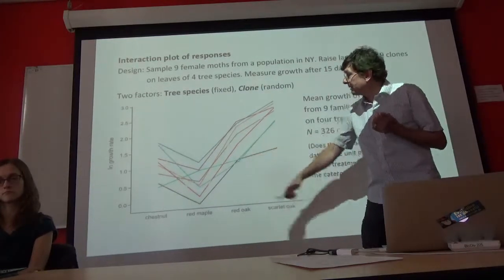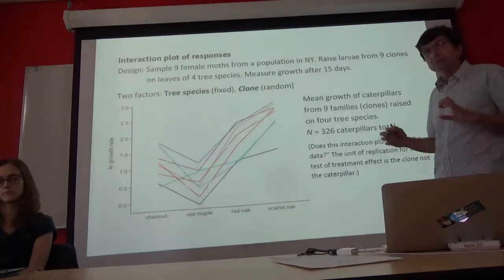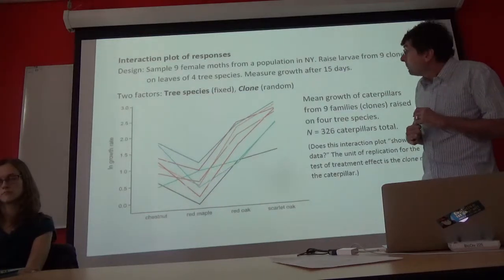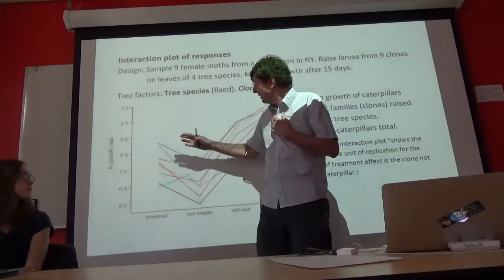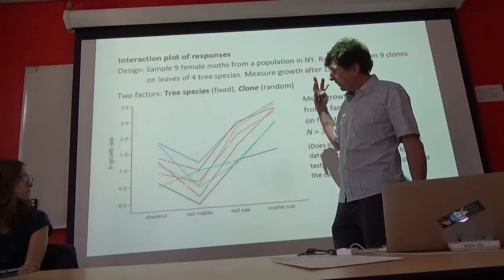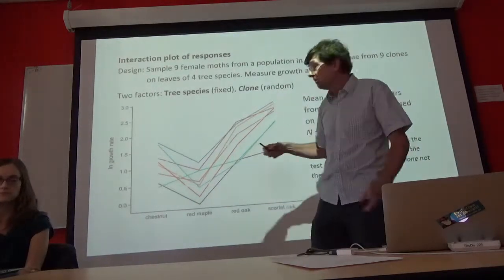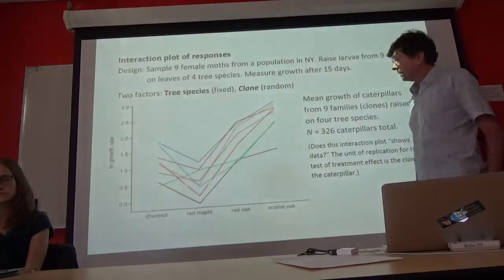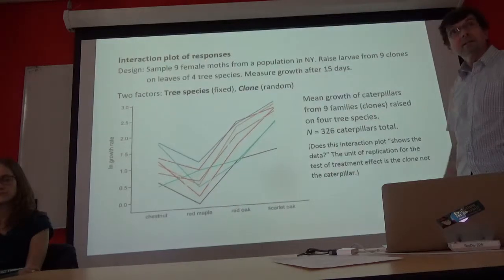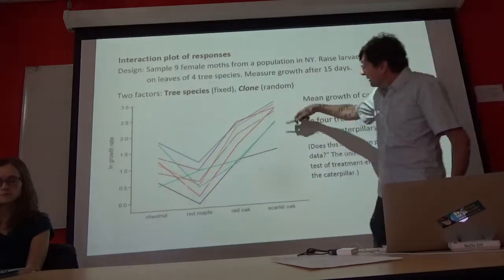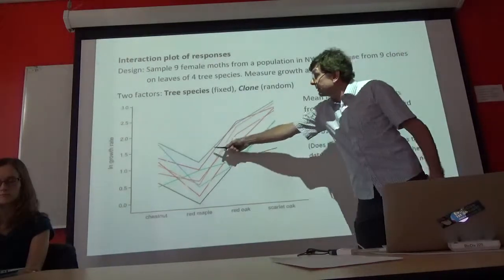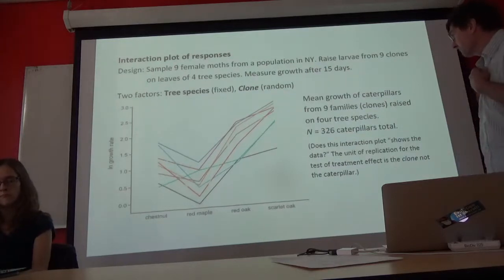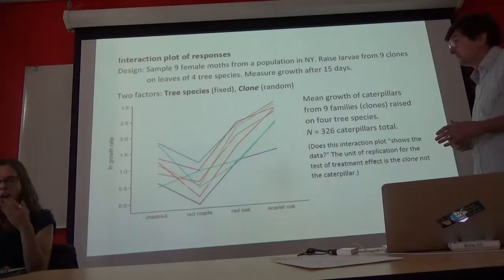This is a graph. This style of graph is called an interaction plot. And in the graphics lecture, I talked about strategies for graphing data that are paired or grouped. So an interaction plot is one way to do this. Each of these lines connects the dots for a single clone. And thus, rather than just have a scatter of points, the fact is clear that the same clone was measured repeatedly on all 4 tree types. So it's a kind of repeated measures.